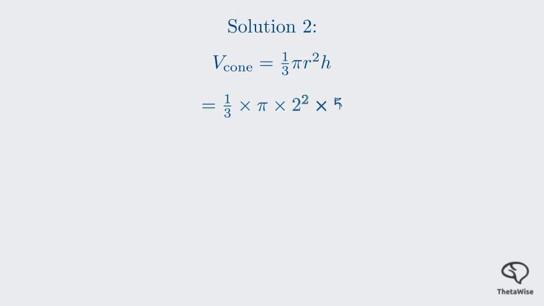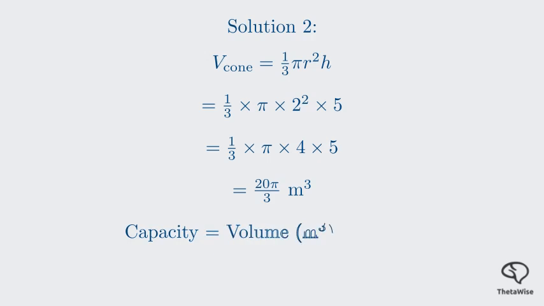Let's find the solution. First, we need to find the volume of the cone in cubic meters. The volume is 1/3 pi r squared h. With r equals 2 and h equals 5, we get 1/3 pi times 2 squared times 5. This is 20 pi over 3 cubic meters. Next, we convert this volume to capacity. Since 1 cubic meter is equal to 1 kiloliter, the capacity is also 20 pi over 3 kiloliters. If we approximate this to 1 decimal place, the capacity is about 20.9 kiloliters.